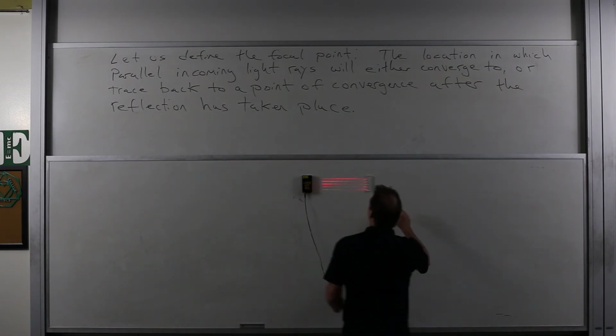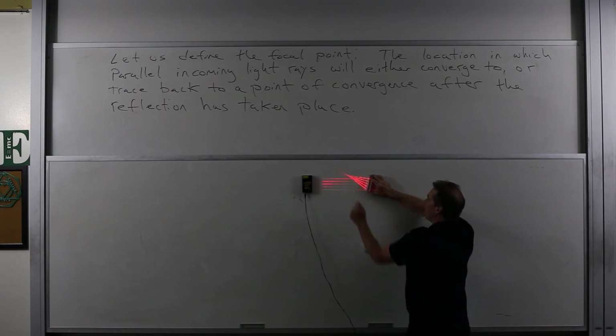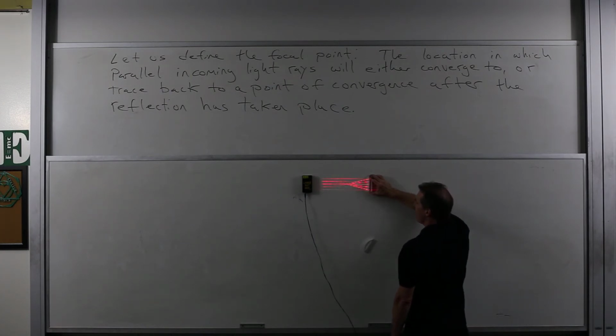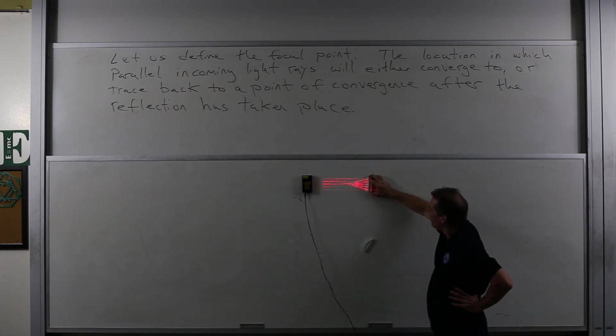Well, look at that. Light rays bounce off, and they all come to this point of convergence. That is the focal point. Parallel incoming light rays reflect off and converge to that point. So that is going to be the case for concave mirrors here. They have a point where all of the reflected light rays physically intersect after they reflect. So that's pretty cool. What about a convex mirror?